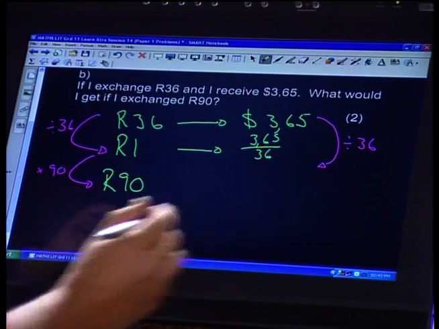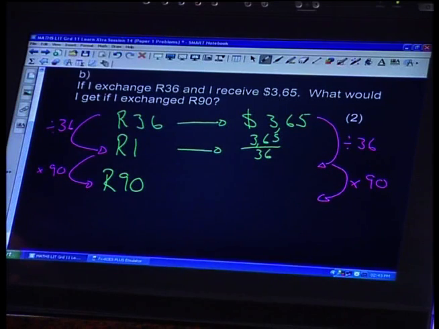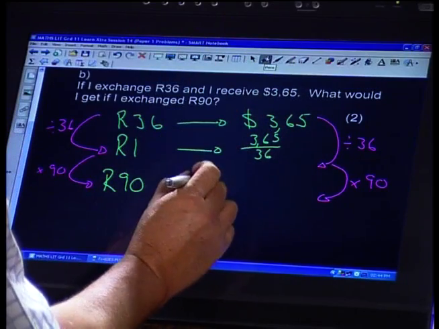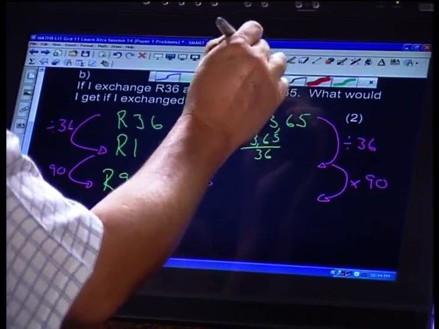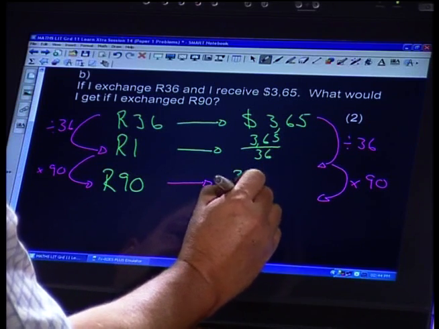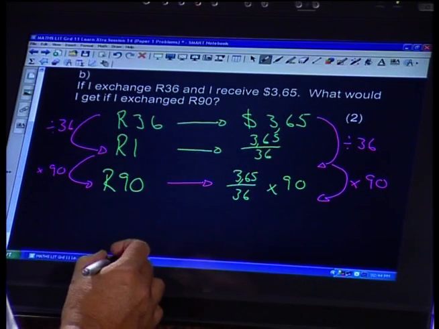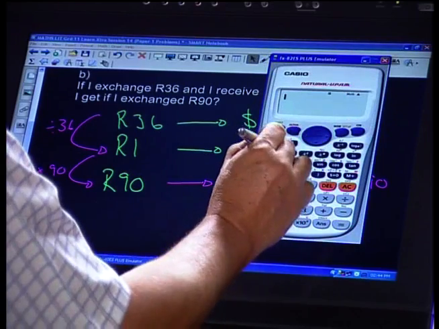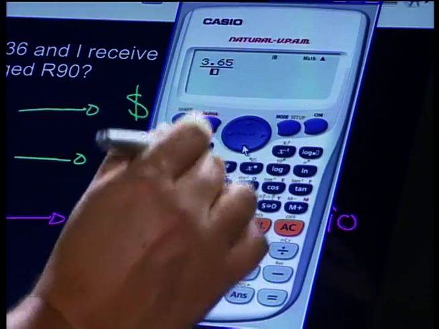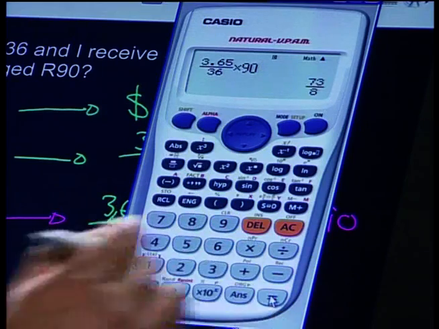And remember, what I do to one side, I'm going to have to do to the other side. So we are also multiplying that now by 90. So what do I have? Well, now I've got, oops, we wanted to try and get green. Let's try. I've got 3,65 over 36 times 90. Okay, so now let's slap that into our calculator. So we've got 3.65 over 36, and we're going to multiply that by 90. And what do we get?